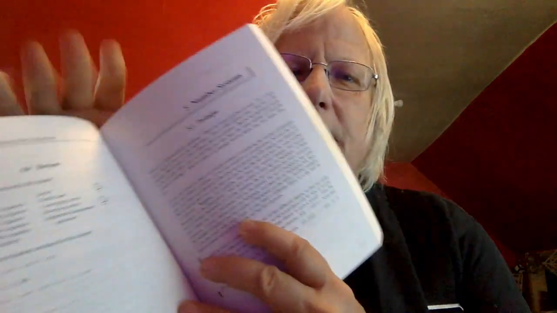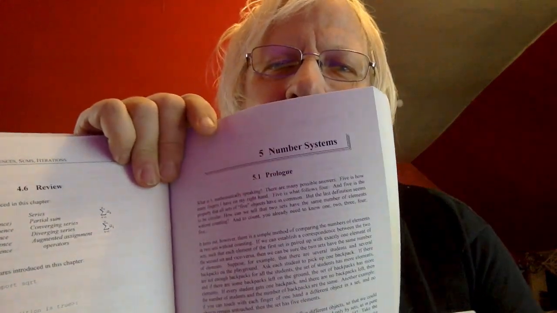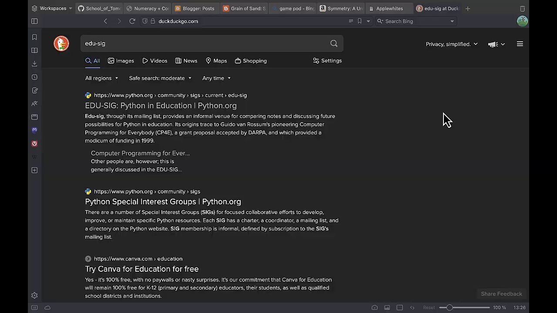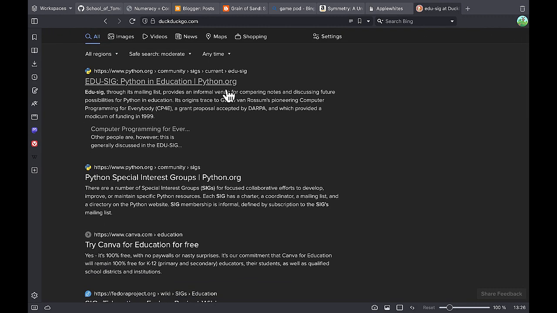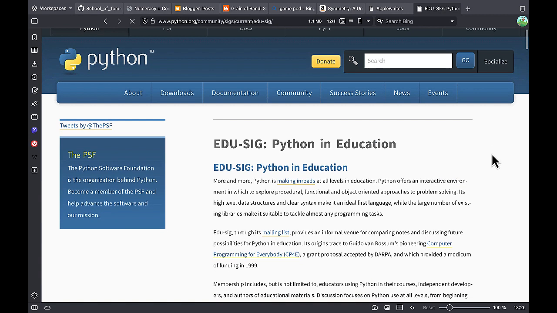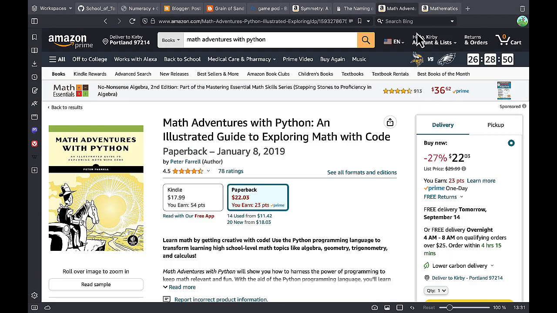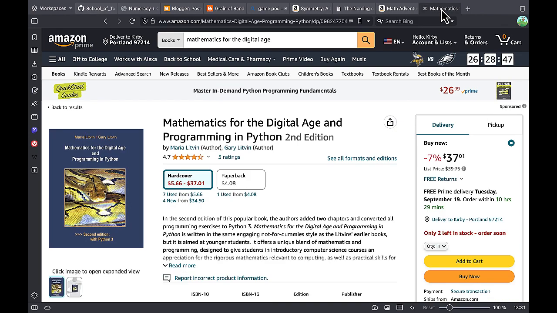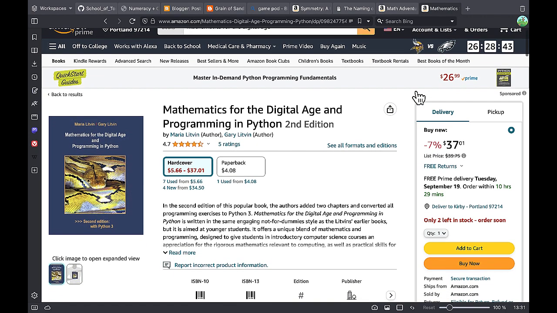So number systems, you can introduce a lot of math concepts contemporaneously and synchronously with computer science concepts, like the idea of number types, right? Integer versus floating point, complex. These are actual types of objects in Python, for example. So I actually met the author, Peter Farrell, of this one. I've actually met one of the authors of this one as well, Maria Litvin at a PyCon.